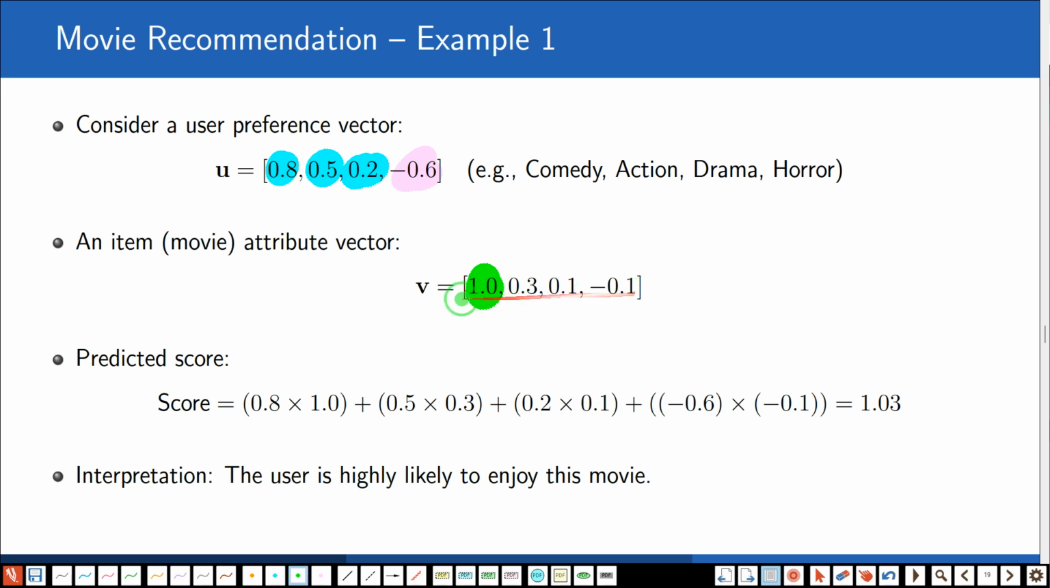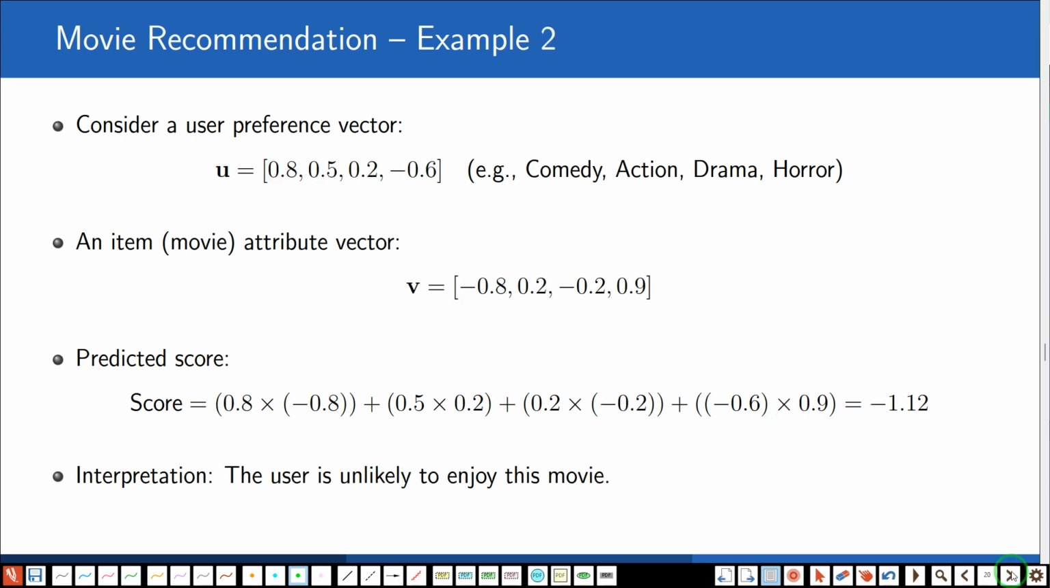And because of that, if you compute these products, you will get 1. And you see here, because we have two negative numbers, it increases this score. This is actually a high score, and it can predict that the user is highly likely to enjoy this movie. That's an example of how an inner product works.